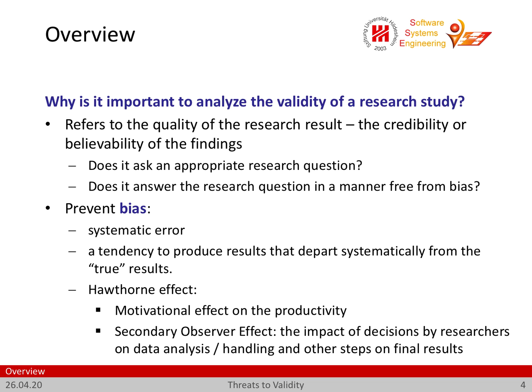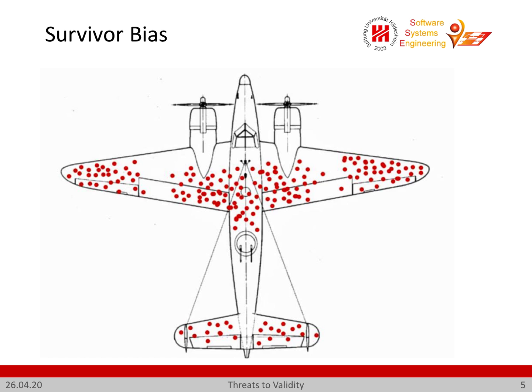That is something we have to keep in mind if we want to do a study about the impact of introducing a new work method. If we don't, we will draw completely wrong conclusions. And other things are the secondary observer effect, and so on. A very nice example of a bias is the so-called survivor bias.